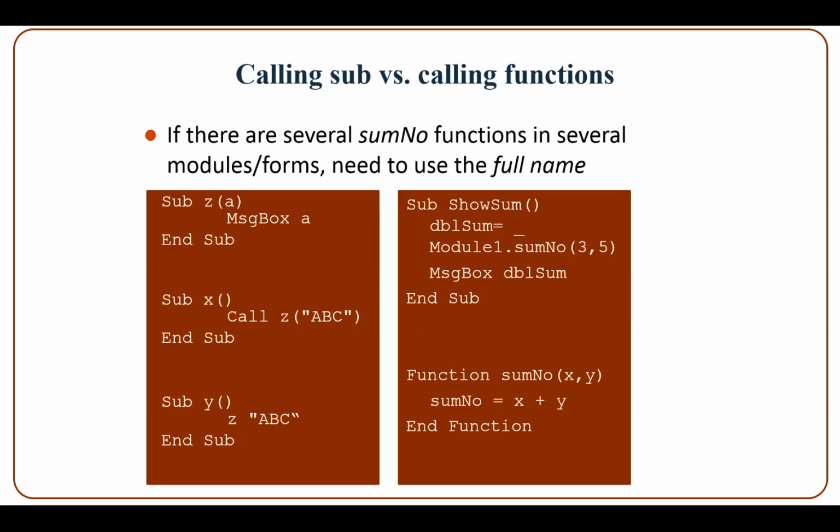In order to call a sub or a function, you can either use a Call statement and then the name of the called procedure and the list of arguments, or you can just use the name of the procedure and also the list of the arguments.